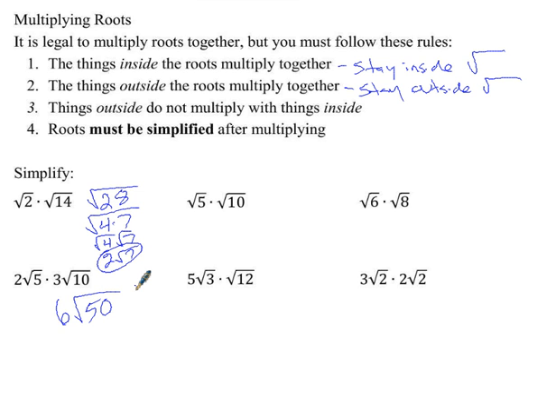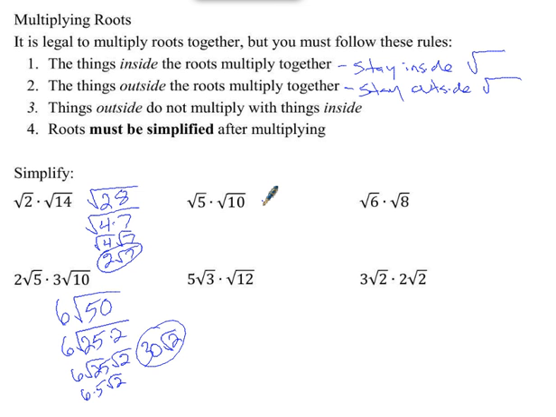Is there a perfect square that goes into 50? 25 times 2. So now this turns into 6 times the square root of 25 times 2, which we can then split into 6 square root 25 times the square root of 2, and the square root of 25 is 5. So now we have 6 times 5 times the square root of 2, and 6 times 5 is 30, square root 2. That's your answer.